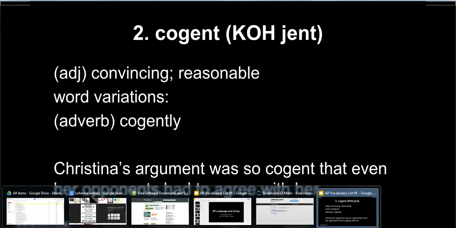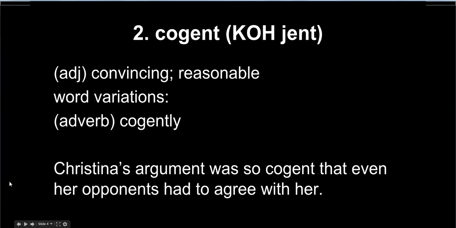Okay, our next word is cogent. Cogent is an adjective, and it means convincing or reasonable. And there's one word variation, basically an adverb, and you could say cogently. So how did you write? You wrote cogently. Christina's argument was so cogent that even her opponents had to agree with her.